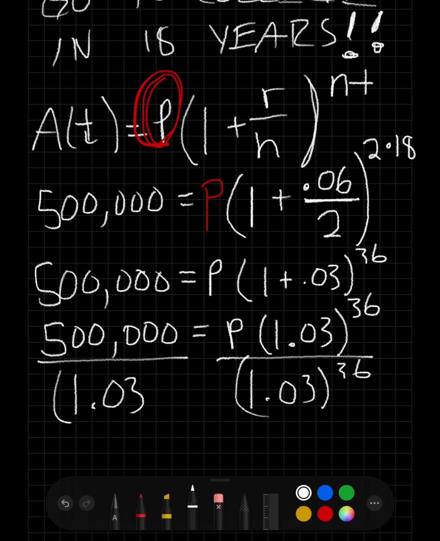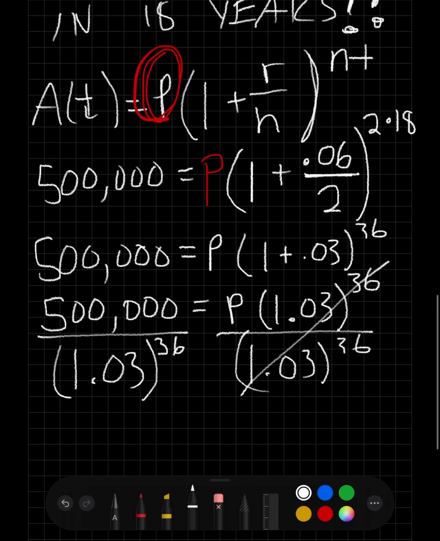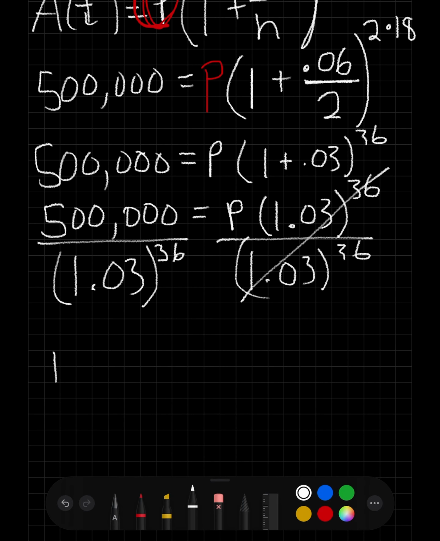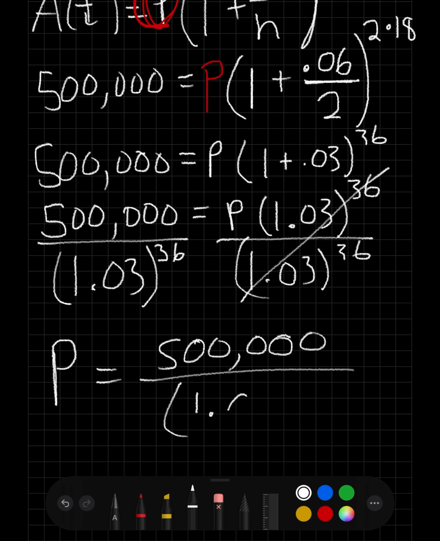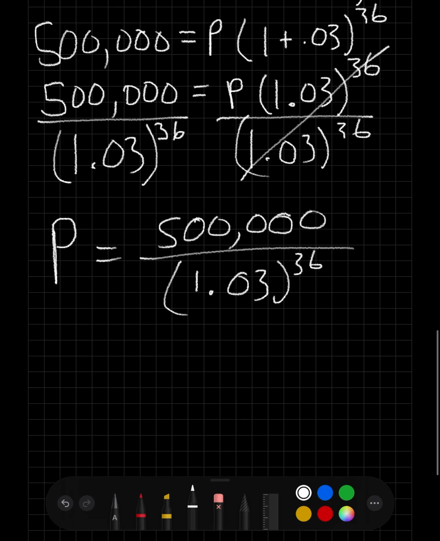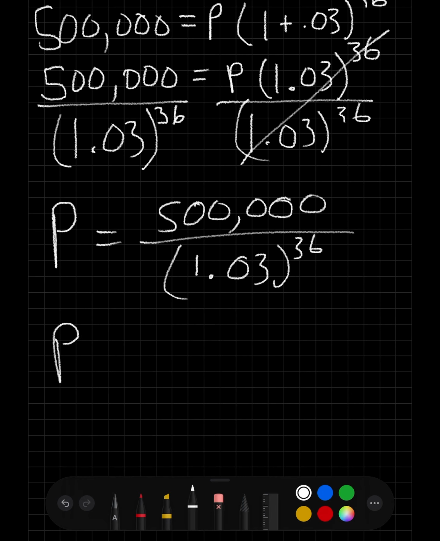This is the power of exponential growth. 1.03 doesn't seem like that big of a number, but when I raise it to the 36th power, we get something very powerful here. So this is what I have so far. My principal is $500,000 divided by 1.03 to the 36th power. And if you plug that into your calculator, here's about what you get.